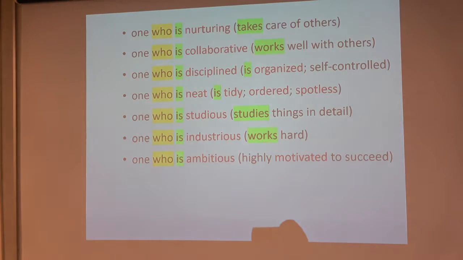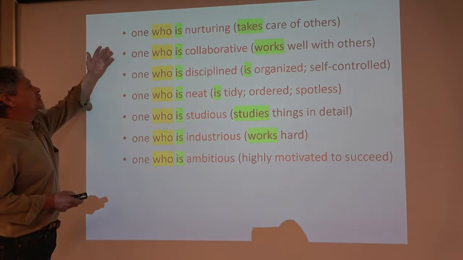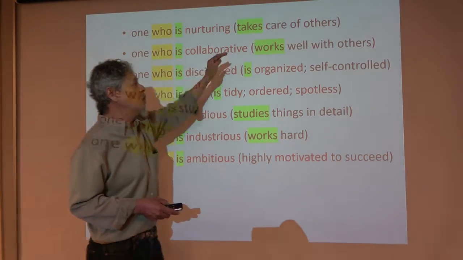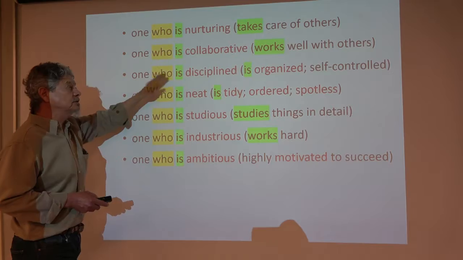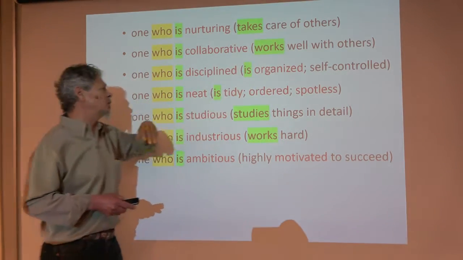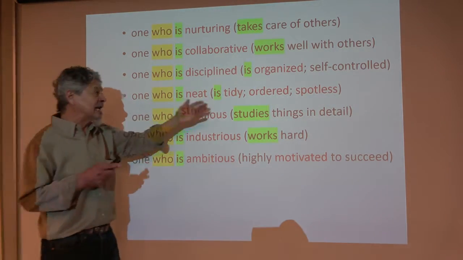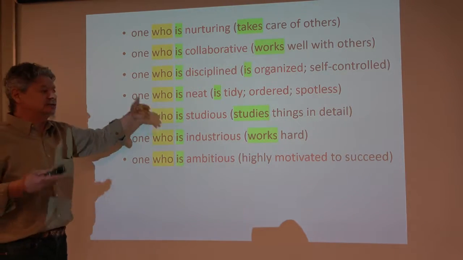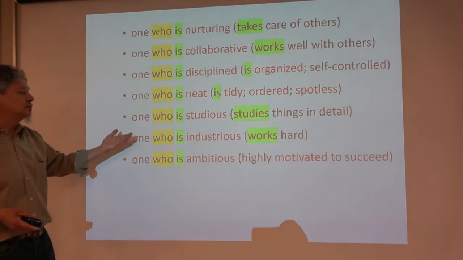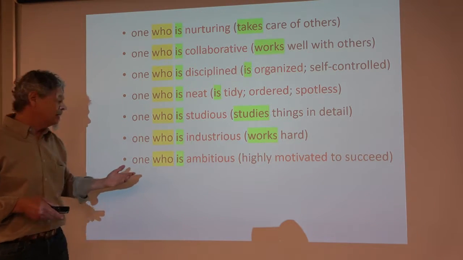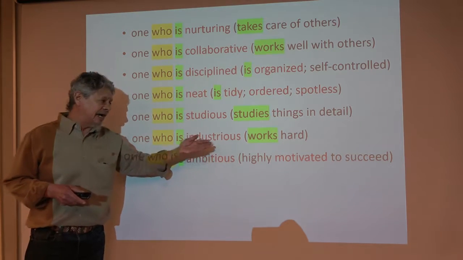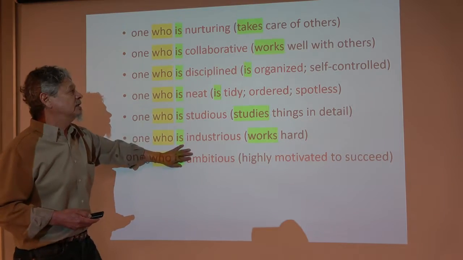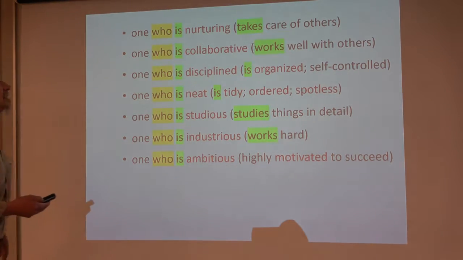And the second part of the sentence, a person who is nurturing takes care of others. A person who is collaborative works well with others. A person who is disciplined is organized, self-controlled. A person who is neat is tidy, ordered, clean, spotless. A person who is studious studies things in detail. A person who is industrious works hard. A person who is ambitious, highly motivated to succeed. And so you can actually cut these out and have these like this.